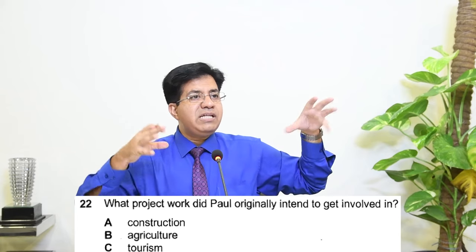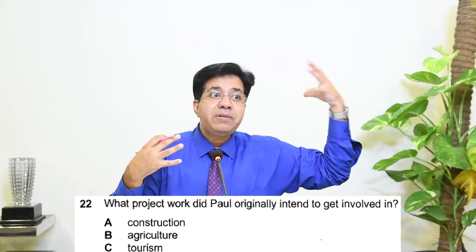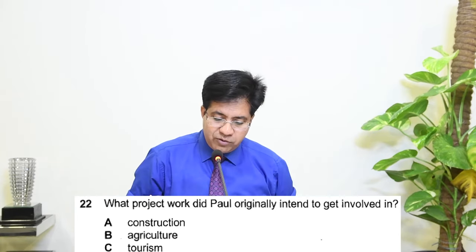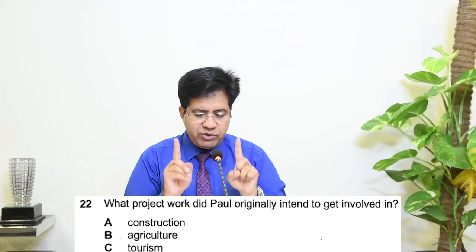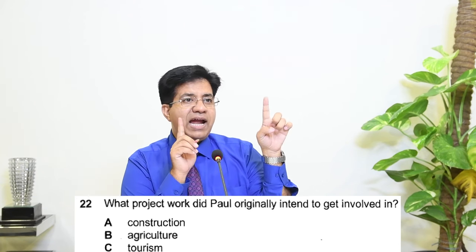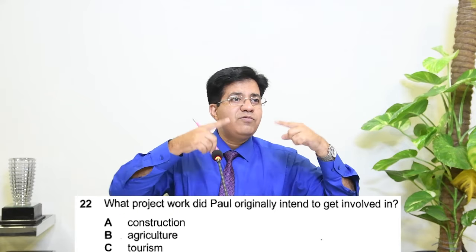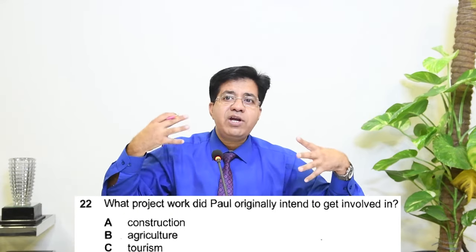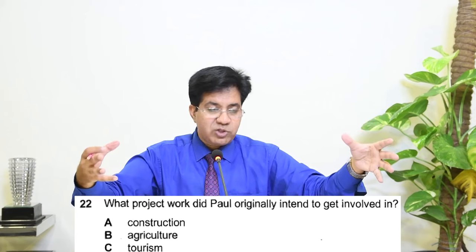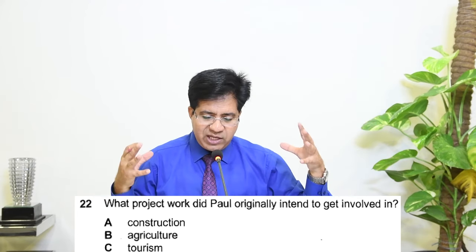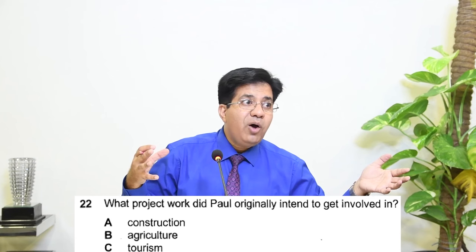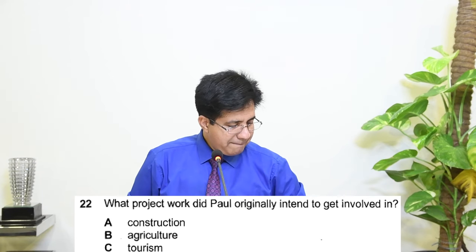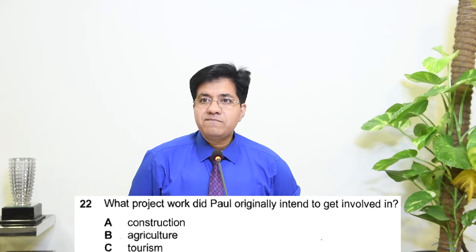Originally, get involved in means he wanted to do that. He did something else, but originally he wanted to do that. Construction, agriculture, tourism. Now, just focus on originally. For that, I'll say my main aim was to get involved in. I actually wanted to get involved in it, but there was no opportunity, so I had to work in the agriculture field. Will agriculture be the right answer? No. Okay, let's see.